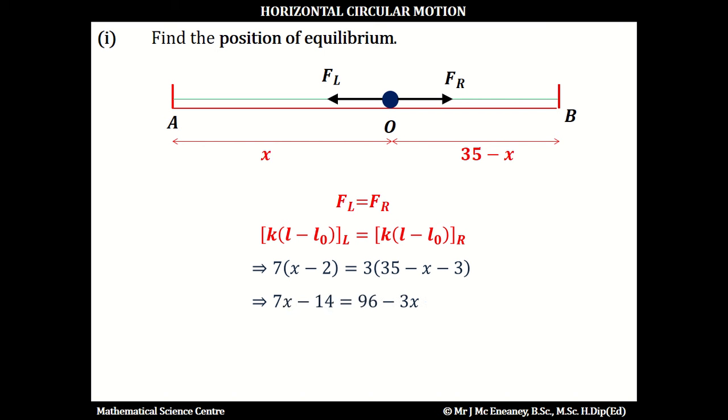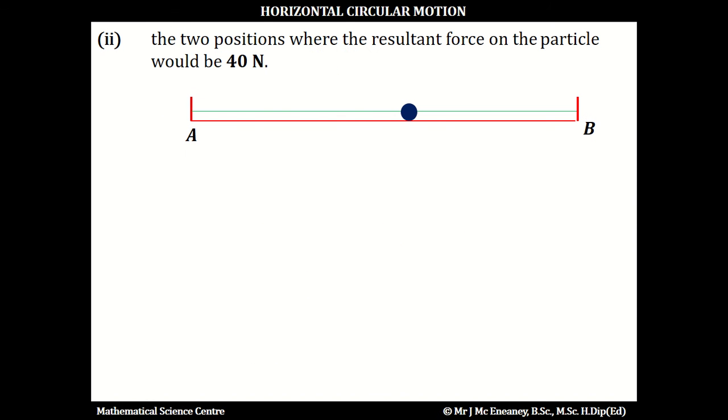So multiplying out, you get 7x minus 14 equals 96 minus 3x. Bringing all the x's to one side, you get 10x. Bringing the constants to the right, you get 110. So this means the equilibrium position is 11 meters from the left-hand wall.